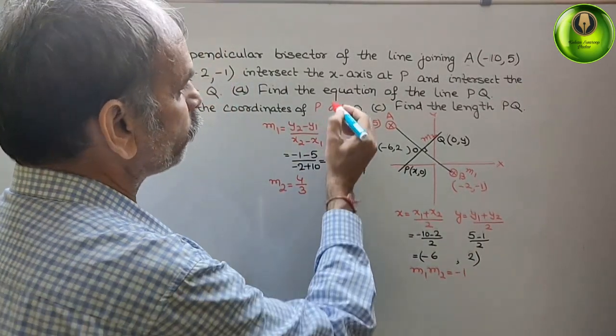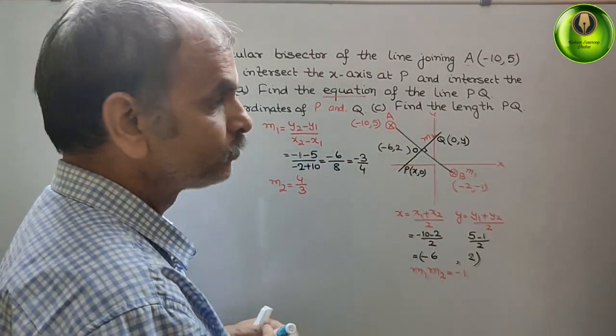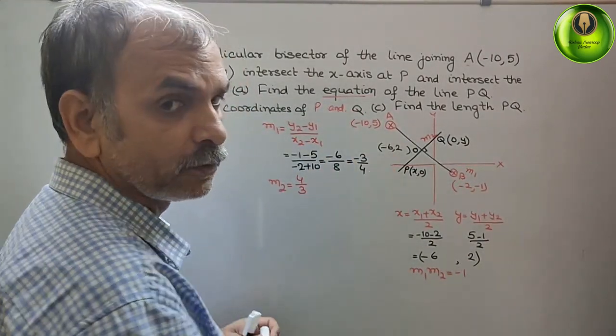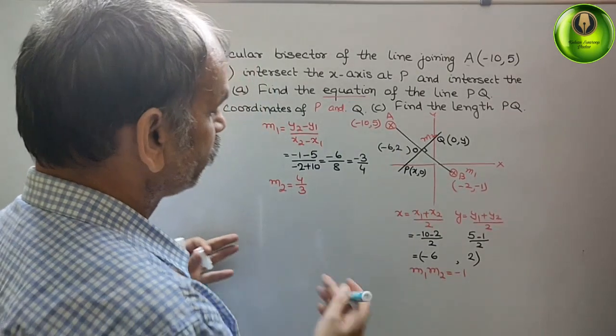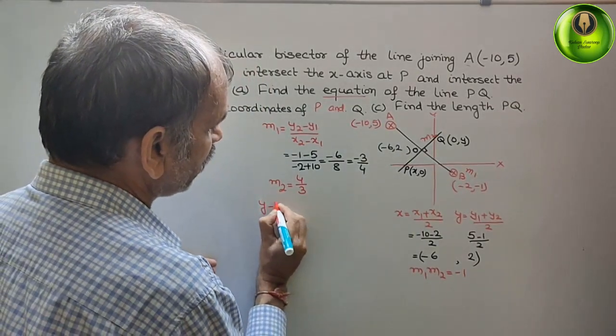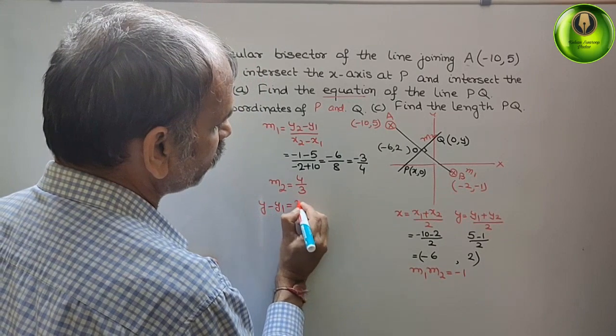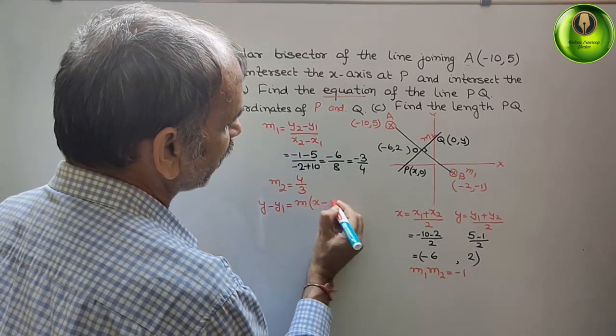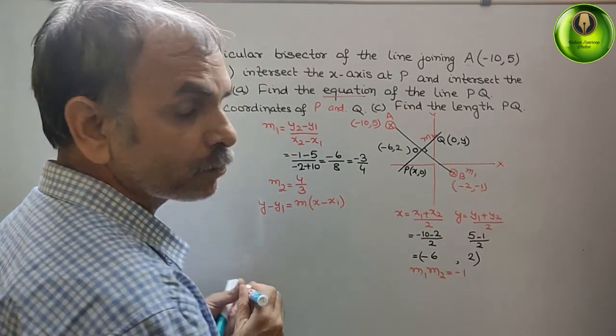And here they have told you to find the equation of that line. So we know a single point. So what is the formula for that? y - y1 is equal to m times (x - x1). Now substitute the values.